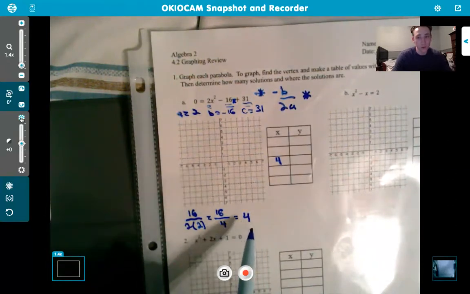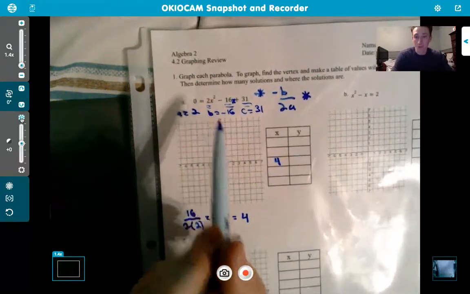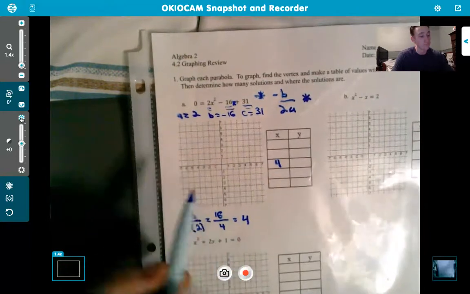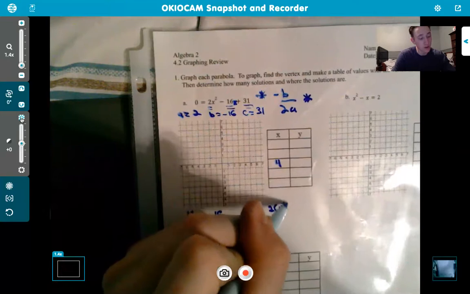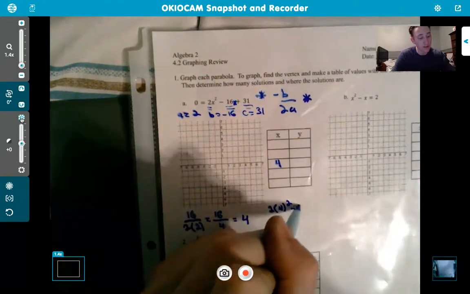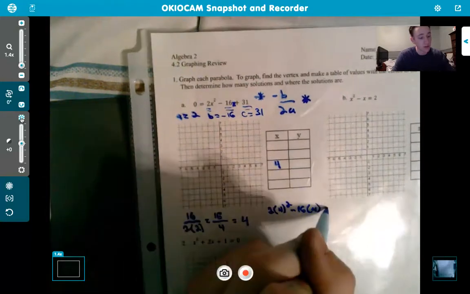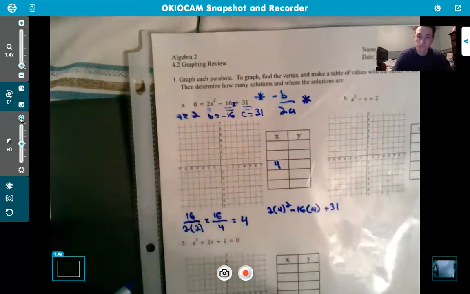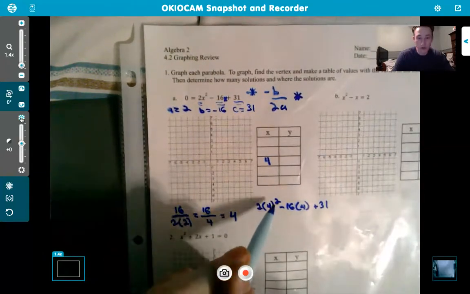We'll take that 4 then and plug it back into the original equation to find what the y value is at that point. So I'll do 2 times 4 squared minus 16 times 4 plus 31. 4 squared gives me 16.